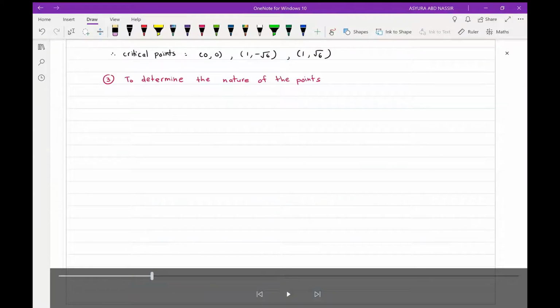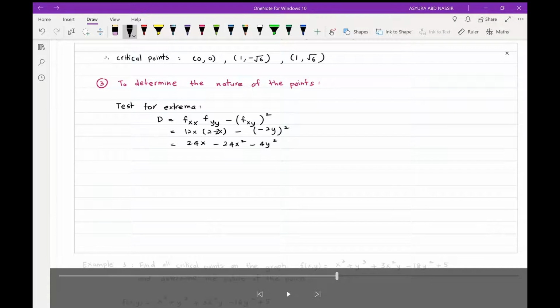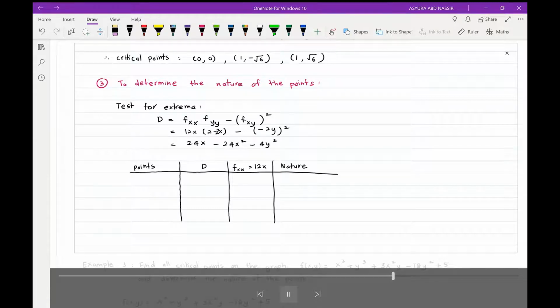To determine the nature of the points, we will use the test for extrema. The formula is given by D equals to fxx fyy minus fxy squared. When you simplify, your D is 24x minus 24x squared minus 4y squared. Now let's see the nature of the points. We have to find D, fxx, and also the nature. So we have 3 points.